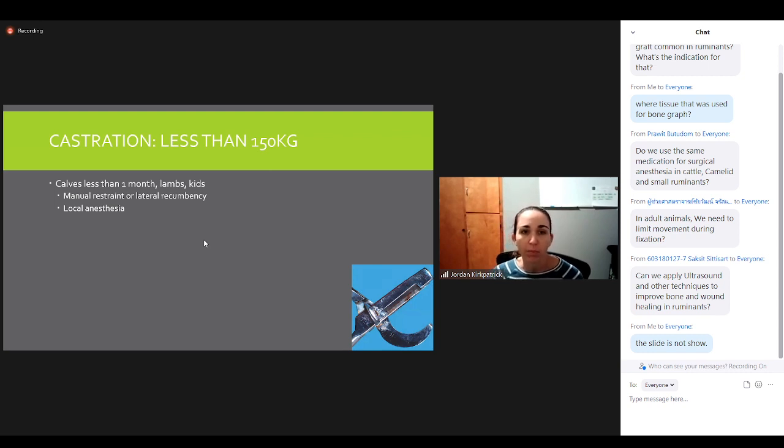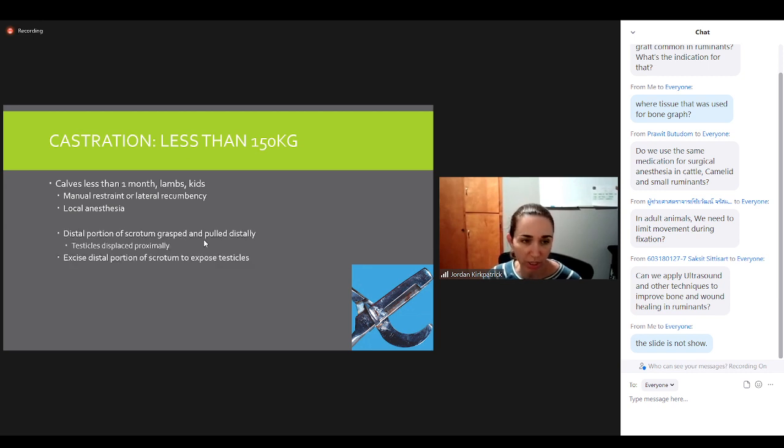Calves less than 1 month old, lambs or kids, you can manually restrain them in lateral recumbency. It's important to do local anesthesia. 30 years ago, they would do this in some of the young animals without any anesthesia, which is now considered inhumane. So make sure you have some local block for this procedure.